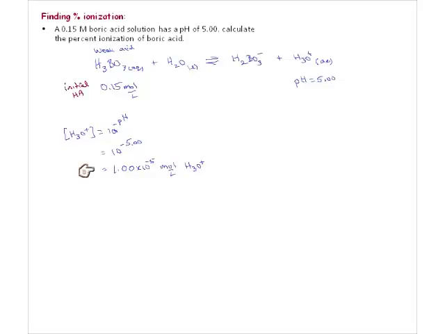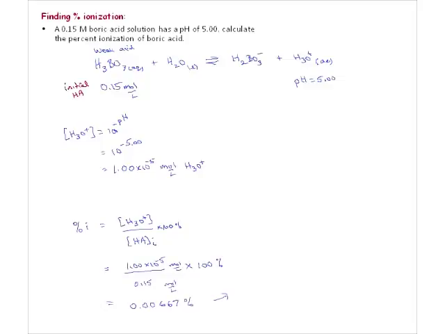Now that we have the hydronium and the initial concentration, getting the percent reaction is simply saying, well, this went forward this amount. So let's calculate the percent reaction. The percent reaction is the amount of H3O plus that we get divided by what we started with, the initial concentration, times 100%. And lo and behold, we get 1 times 10 to the minus 5 divided by 0.15, we get 0.00667%. That's not very much.